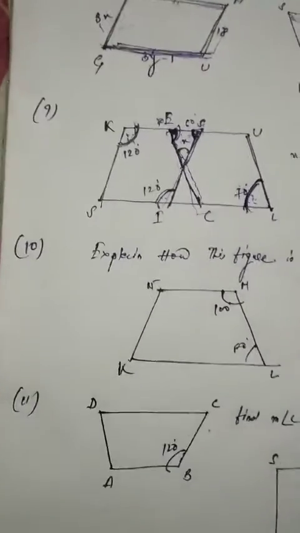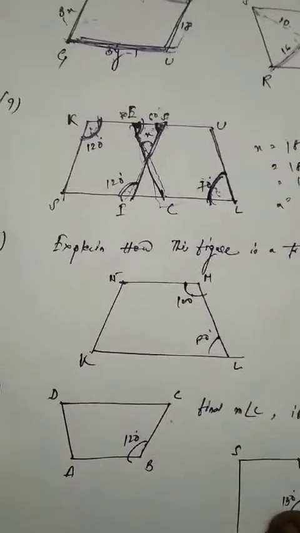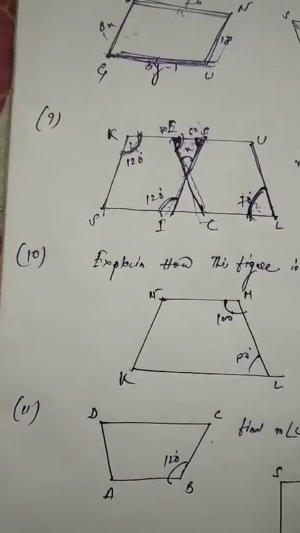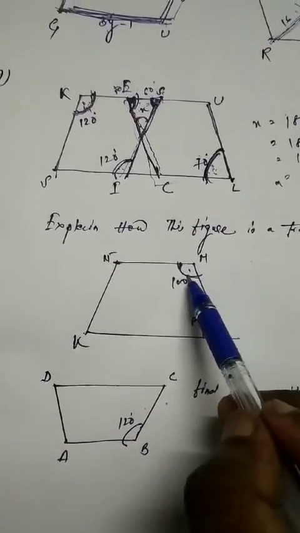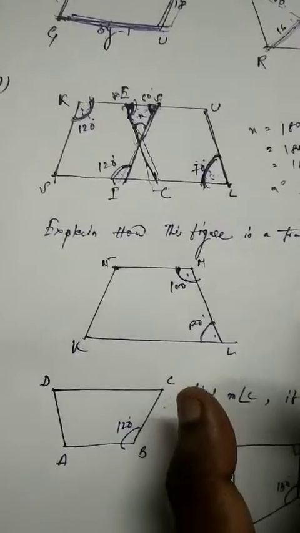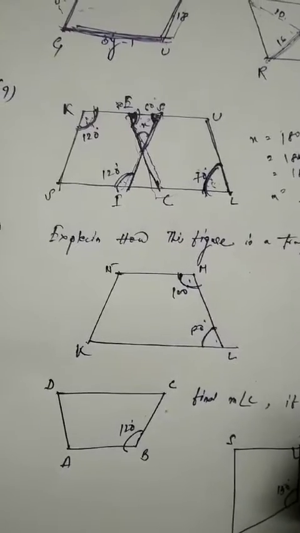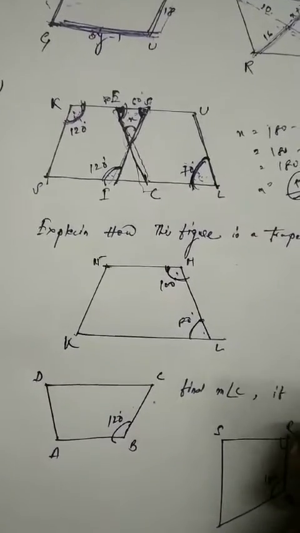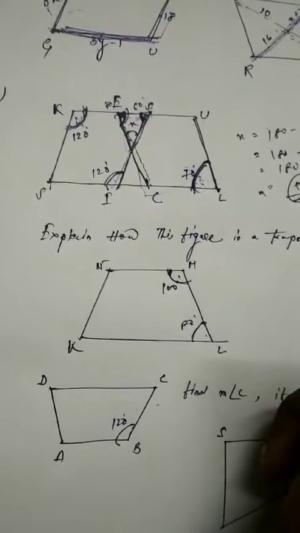Alright children, in this particular question there is a figure, a trapezium is drawn, and we have to show how this figure is a trapezium, because as we can see, this angle is 100 degree and this is 80 degree. The primary condition of a trapezium is that one pair of opposite sides must be parallel. If I can prove in a quadrilateral that one pair of opposite sides is parallel, I can surely say it's a trapezium. So I have to prove whether they are parallel or not.